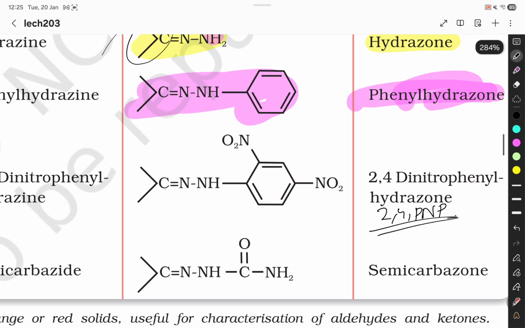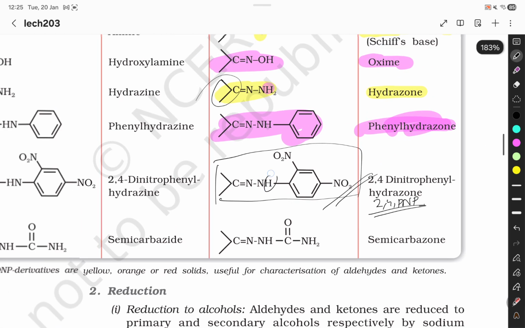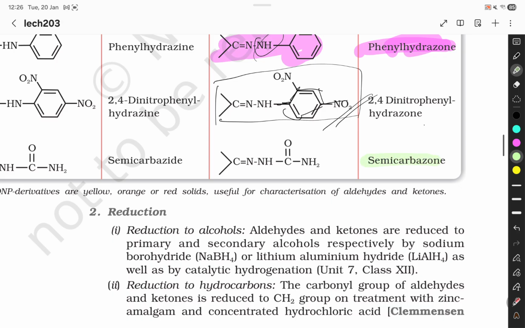The 2,4-DNP test is done by this compound, and they might ask the structure. So it's just a hydrazone. It's a regular hydrazone, but instead of one H, you just put this thing, a 2,4-dinitrophenyl group. Then semicarbazone is two N's consecutively, then C, then N.